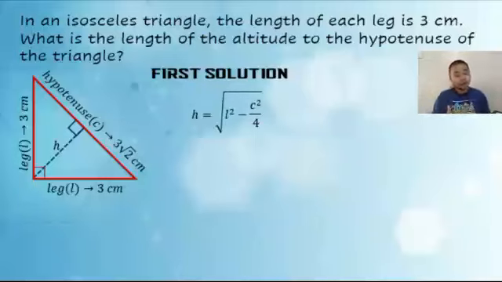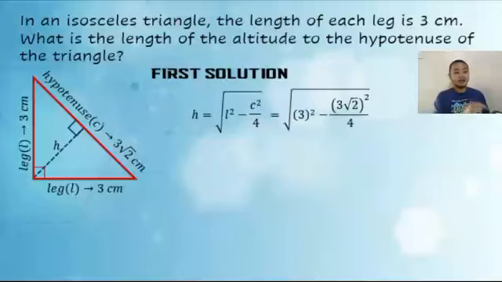So what we're going to do here is just to substitute the value of L and the value of C. The value of L here is 3, while the value of C is 3 square root of 2. Simplifying that one, this will be the square root of 9 minus 18 over 4. Then 18 over 4, let us simplify that one. 18 over 4 can be rewritten as 9 over 2. So the square root of 9 minus 9 over 2 is equivalent to the square root of 18 over 2 minus 9 over 2. 18 over 2 minus 9 over 2, that would be 9 over 2.